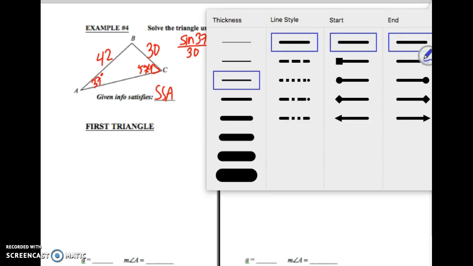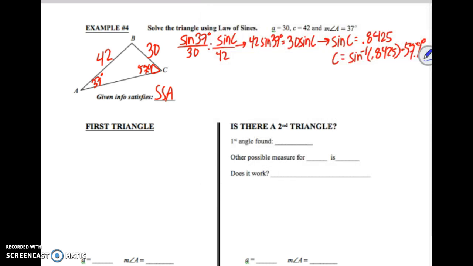So now we can easily find the measure of angle B. The measure of angle B is just equal to 180 degrees minus 37 degrees minus 57.4 degrees. So the measure of angle B is equal to 85.6 degrees.